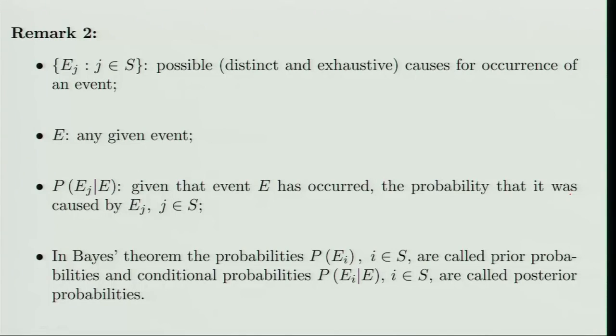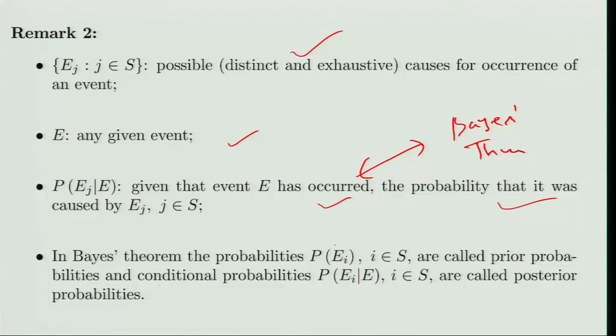Let us look at this remark. As I said before, these Ej belonging to S could be possible causes of occurrence of any event E, and these causes are distinct and exhaustive. That means whenever the event is occurring, it is occurring due to the effect of these events Ej only. Then probability of Ej given E can be interpreted as, given that the event E has occurred, the probability that it was caused by cause Ej. So if such a probability has to be found, use the Bayes theorem.